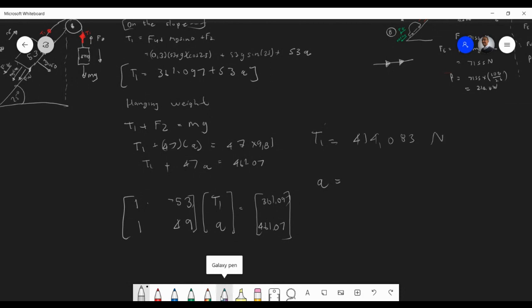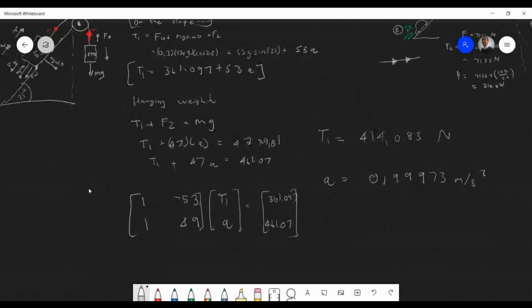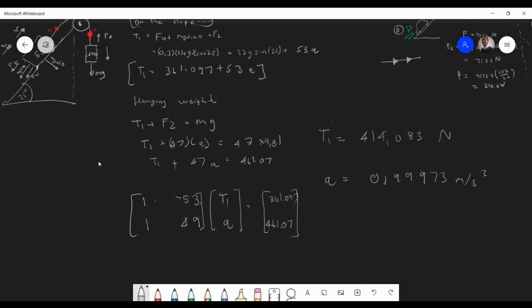T1 is 414.083 newtons, and my acceleration is 0.99973 meters per second squared. Yeah, there we go. And then, can you guys use the calculator? I'll show you guys quickly if you guys are not sure. Then of course the power required will be just T1 times velocity.